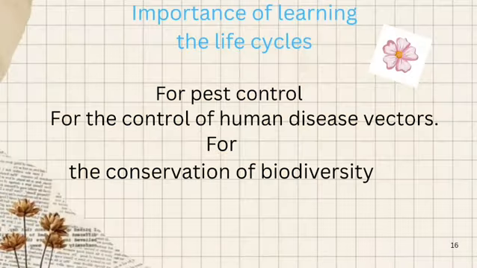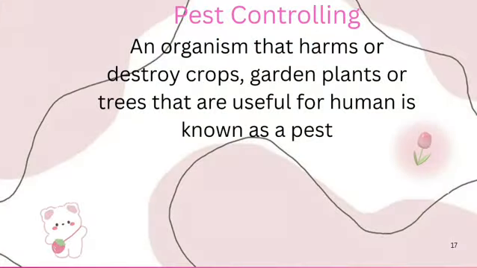Importance of learning the life cycles. For pest controlling, for the control of human disease vectors, for the conservation of biodiversity. Pest controlling. An organism that harms or destroys crops, garden plants or trees that are useful for human is known as a pest.